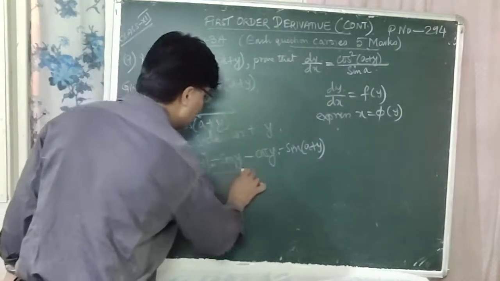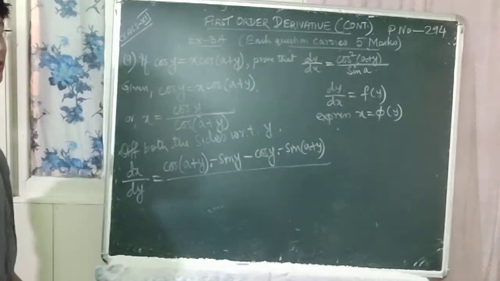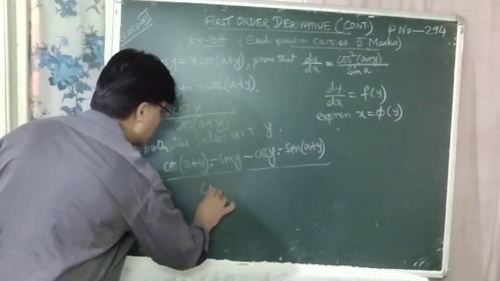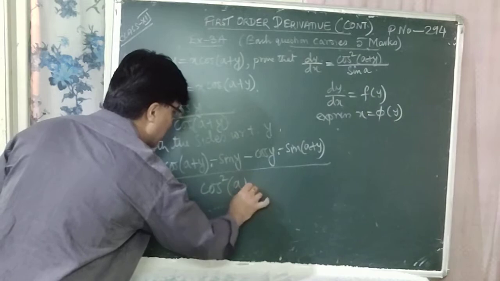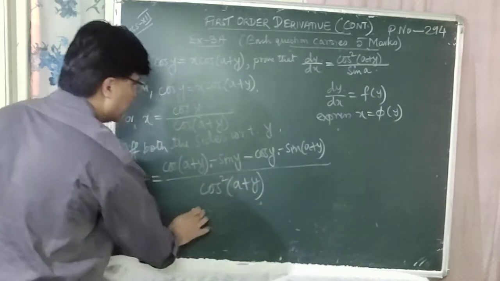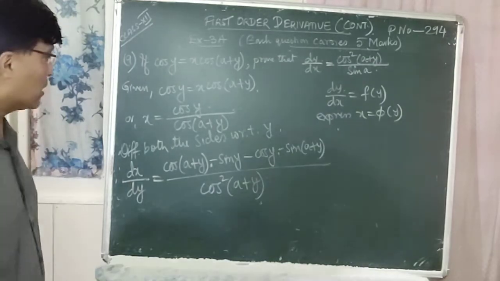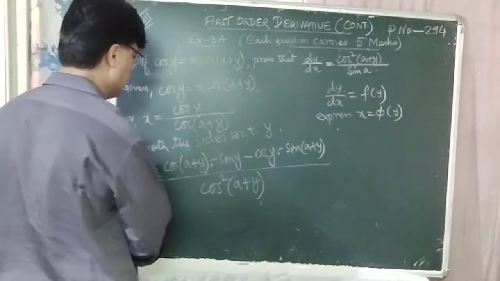So whole divided by, in the denominator, what do we write? Denominator whole square. What is denominator whole square? It is cos square (a plus y). Is that clear to all of you? So now let us simplify it further.